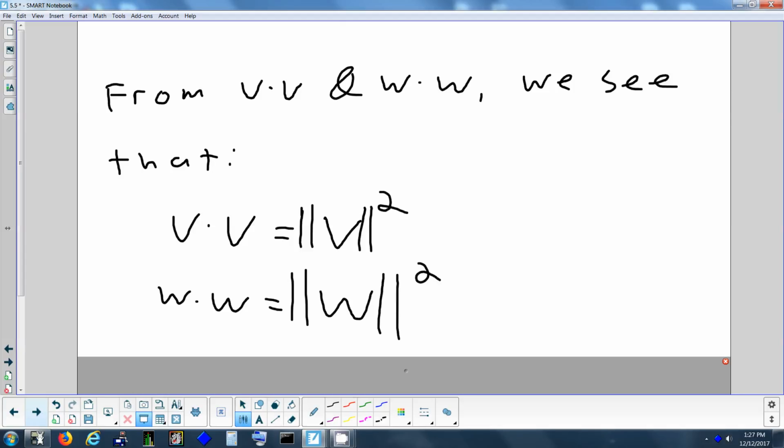Right, so there's a connection between a dot product and what we've done before, the magnitude. That's the connection right there.